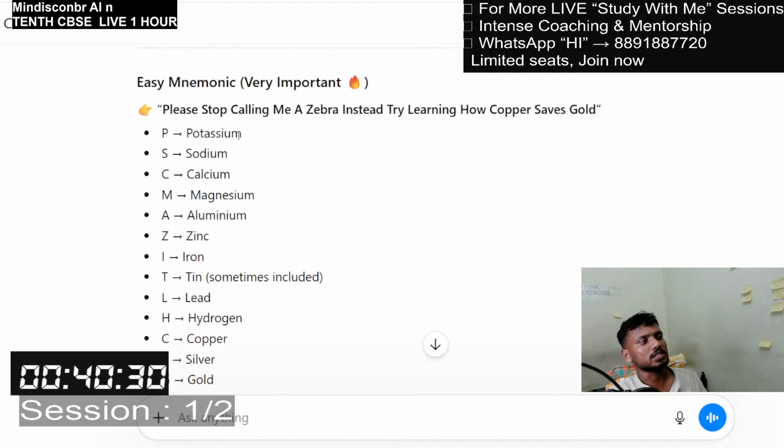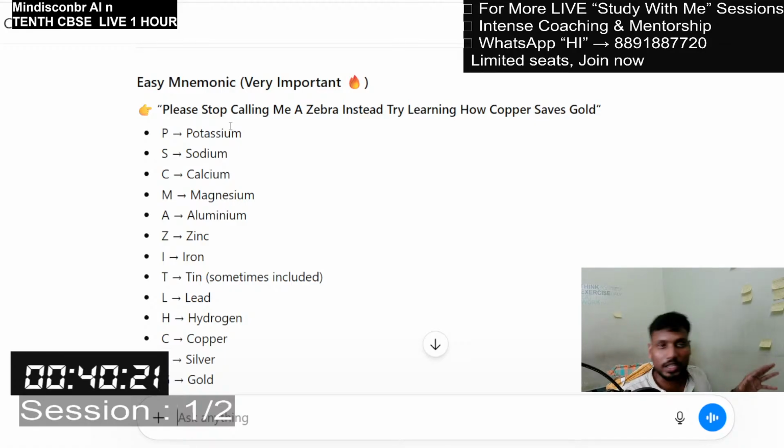This is a good mnemonic. Please stop calling me a zebra, instead try learning how copper saves gold.